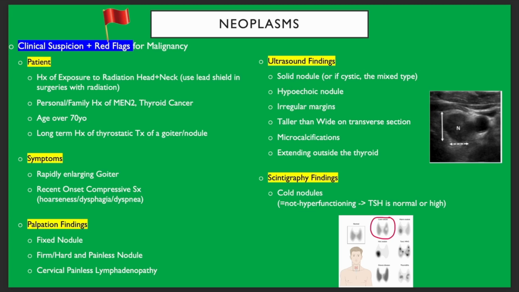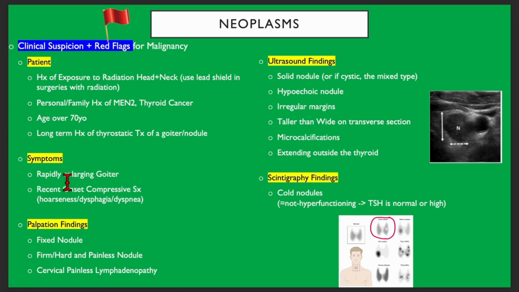You got that right. Taller than wide on the transverse section. So we have wider than tall and taller than wide. Don't say oval. It's not just oval. It means taller than wide or wider than tall. So this is taller than wide. It's a malignancy. Microcalcifications extending outside the thyroid means that they're invading the surrounding structures.